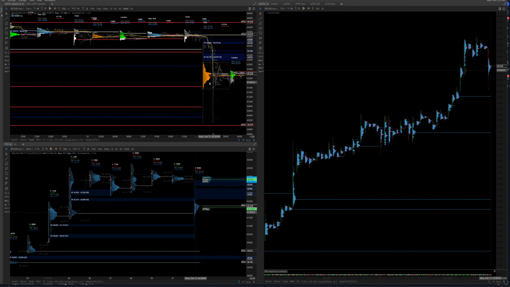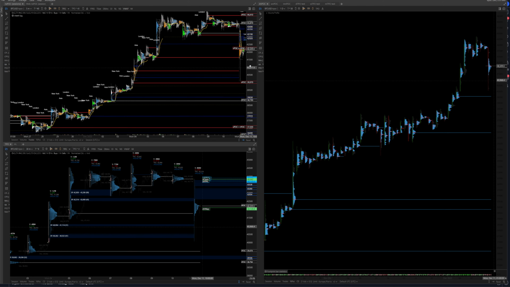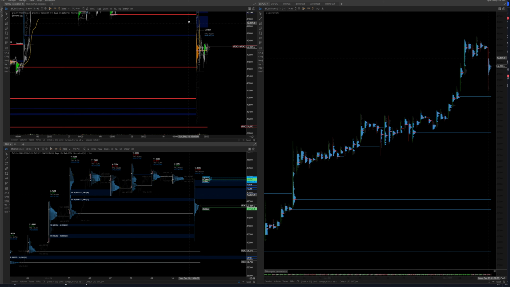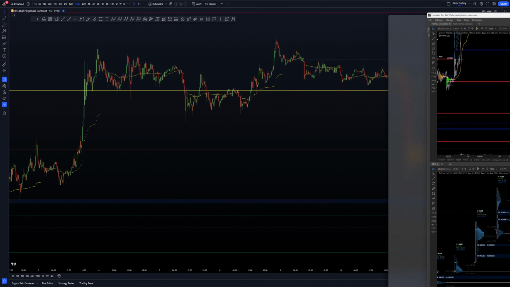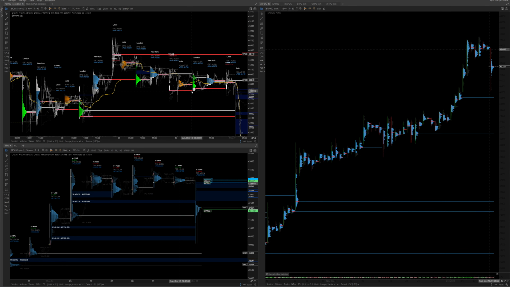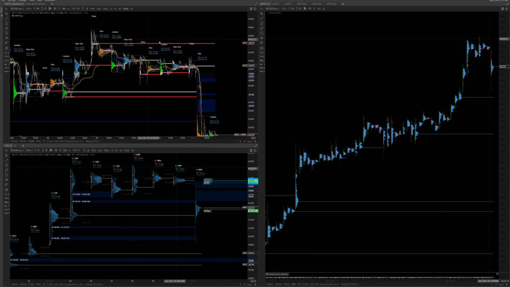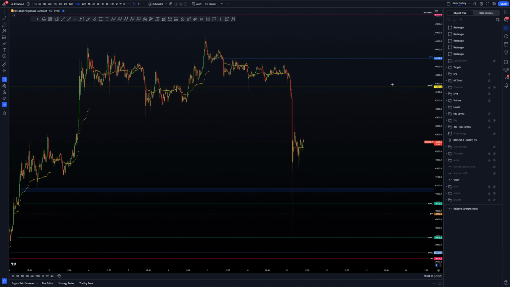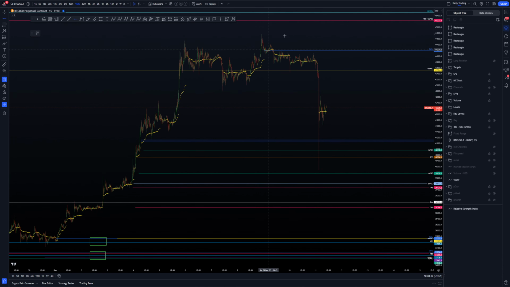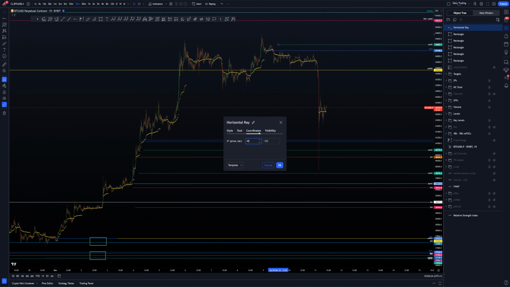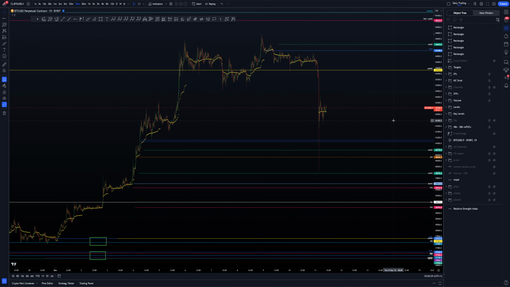What do we have here? Okay, so there is only one level here, 44,410. I'll do it like this. Good. I'm going to pull this into the key levels right here. Perfect.